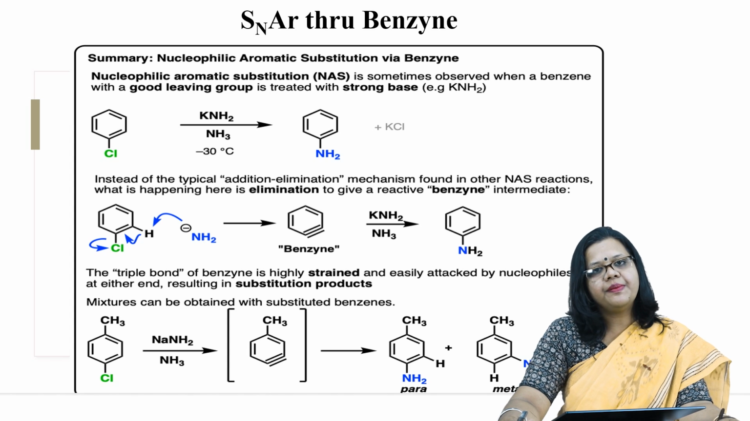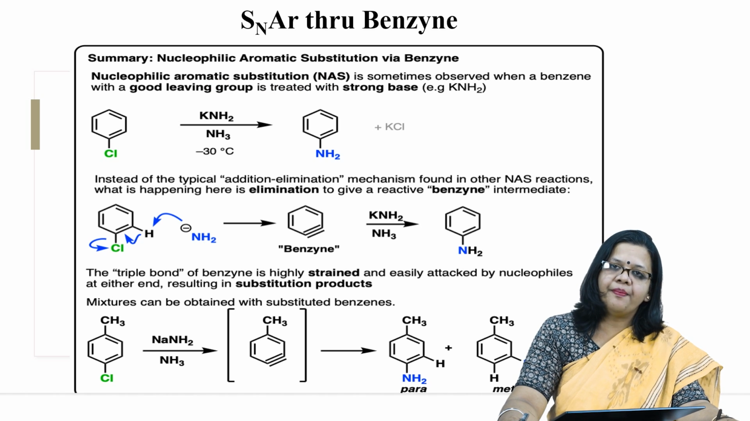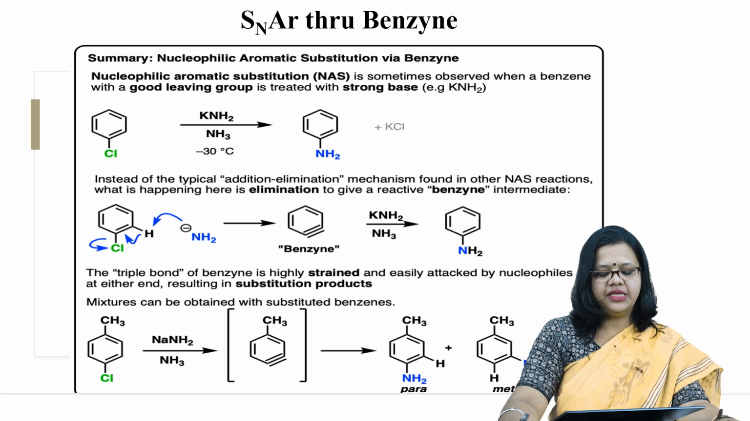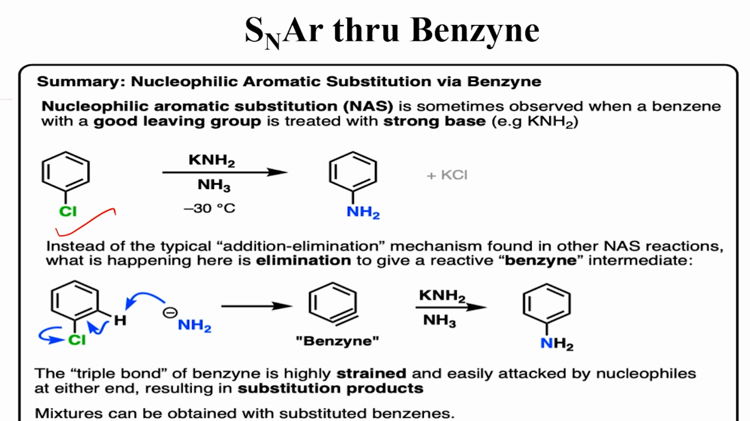There is another important example of aromatic substitution reaction, which is the formation of benzyne as an intermediate. Now, what is benzyne? Let us look. As discussed before, nucleophilic aromatic substitution reactions take place, as in the case of chlorobenzene, in the presence of a strong base. When this reaction occurs, the resulting product is the substitution by an NH2 group.